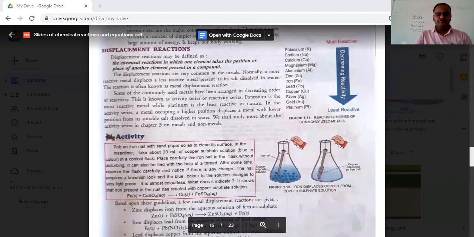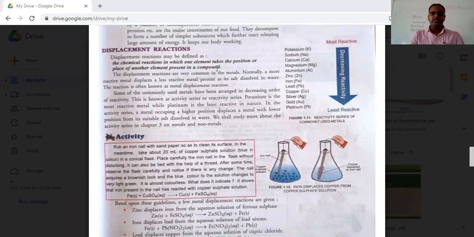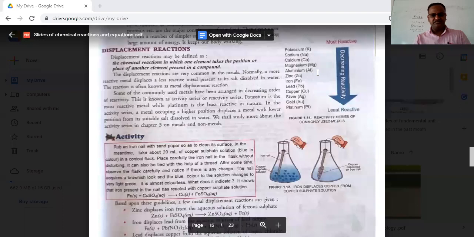Now students, in case of the displacement reaction, first of all we have to define what a displacement reaction is. The displacement reaction is a chemical reaction in which one element takes the position or place of another element present in a compound. Now student, before going into the displacement reaction, we have to go through the reactivity series.